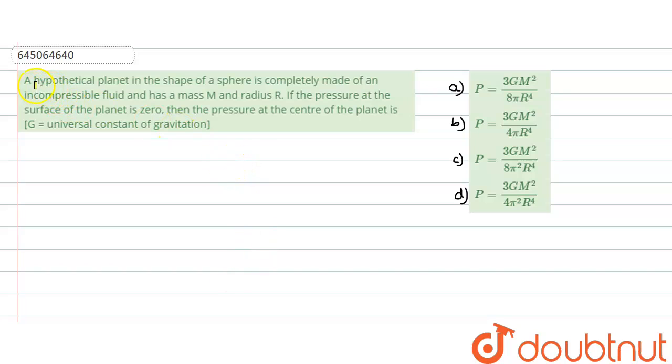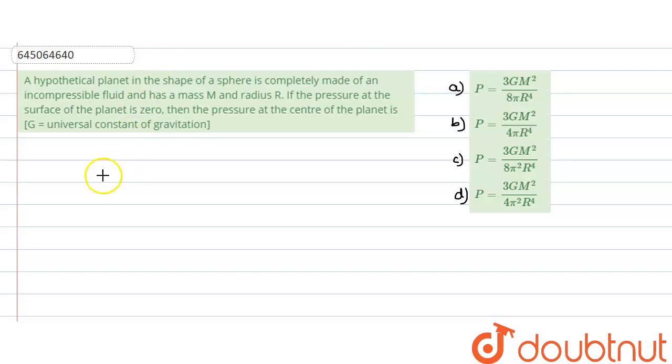Hello everyone, let us start with our question. In this question, what is given? There is a hypothetical planet in the shape of a sphere, completely made up of incompressible fluid, with a mass of M and radius R. If the pressure at the surface of the planet is 0, we need to calculate the pressure at the center of the sphere.